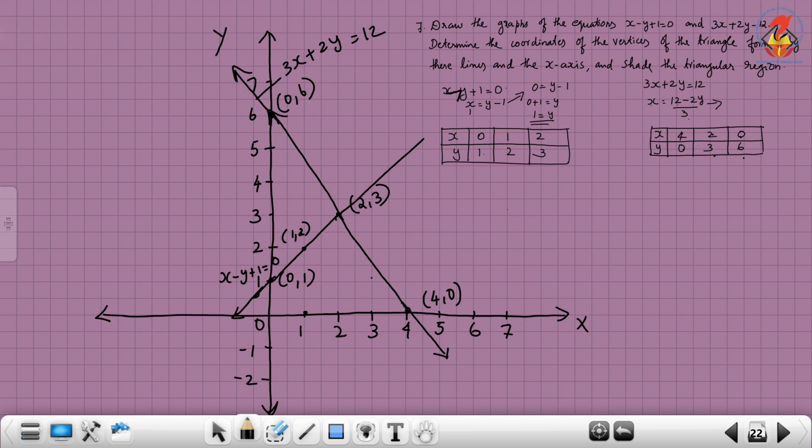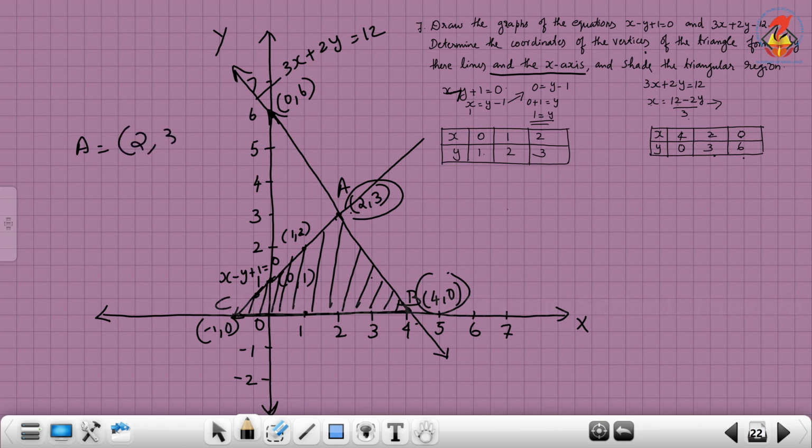Here, determine the coordinates of the vertices of the triangle formed by these lines and the x-axis. This is the triangle formed by these lines and the x-axis, and shade the triangular region. We already shaded it. The vertices of this triangle are A, B and C. A is (2, 3), B is (4, 0), C is (negative 1, 0). This triangle is formed by the x-axis.